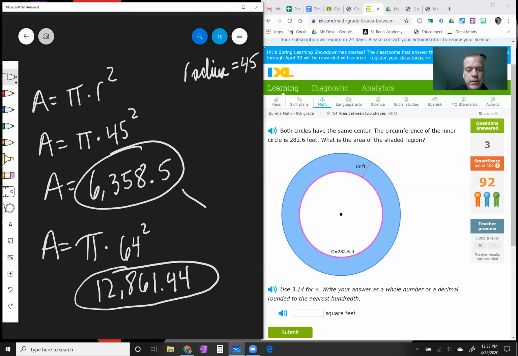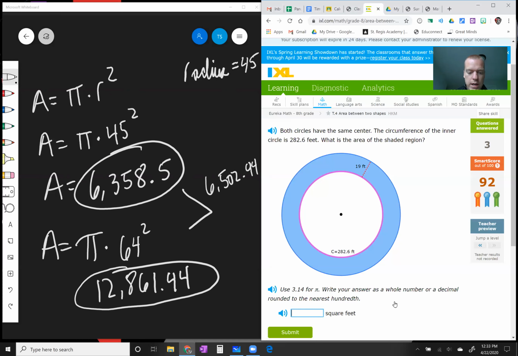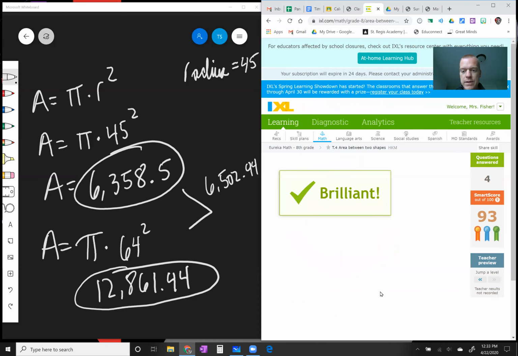So now we just need to subtract these, subtract this from this, and we finally have our final answer. So 12,861 and 44 hundredths minus 6,358.5 gives us 6,502.94, or 94 hundredths. Let's see if I am correct. 6,502.94. Please be right. There we go.